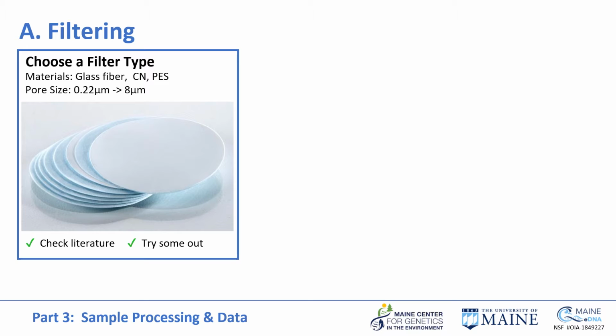And before you do that, you want to choose a filter type. Your options include the material of that filter. So common materials for eDNA are glass fiber, cellulose nitrate, or CN, or polyether sulfone, or PES. PES filters are sometimes called SUPOR filters. You're also going to want to choose a pore size. So pores are just the size of the hole in the filter.